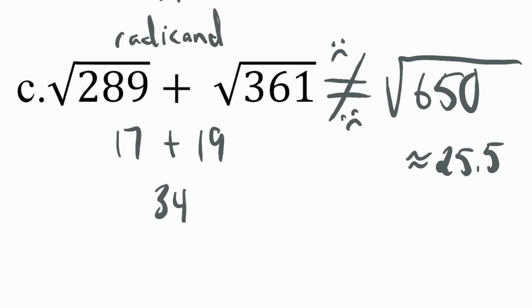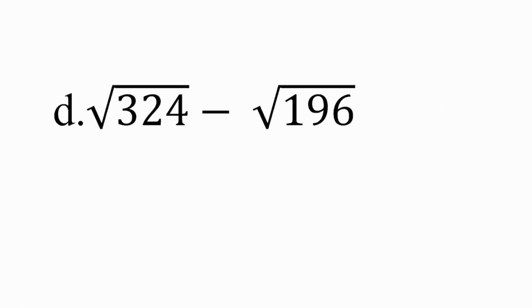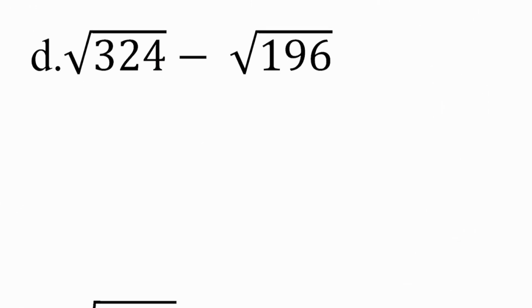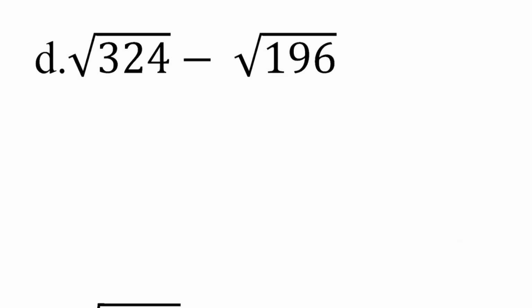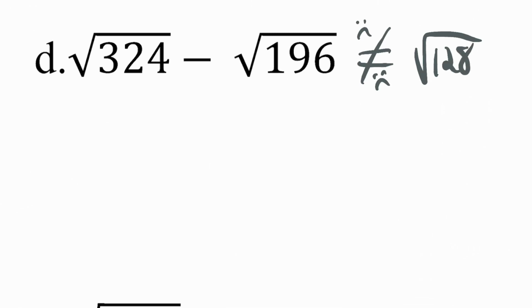Okay, what's next? Are we done? No, we got one more, and then I think one more after that. So with this one, this is definitely not it. Would that be 128 if you just subtracted them? It's definitely wrong. Don't do that. That's very wrong. They do not combine that way. This is 18 minus 14, I think, and I get 4 that way.